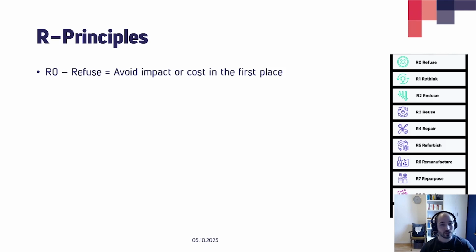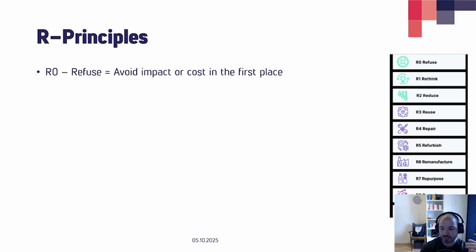So what you would do then is either help them not get diabetes, so help them stay healthy, or you could find a replacement for insulin therapy. So instead of using a pen every day to inject insulin, you could monitor the blood glucose, and sometimes with dietary habits, you could go around the insulin injections. So refuse: avoid the impact or cost altogether in the first place.